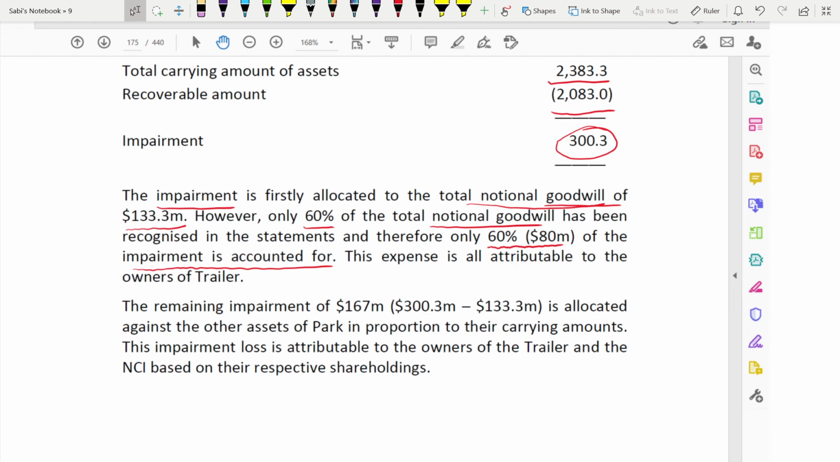This expense is all attributable to the owners of the parent. You need to write it: this expense will go to whom? Owners only. All of it will go to the owners, because already it is 60% only. So 60% is for the parent. There's no such proportion, because this is not fair value. Whatever it is, it's for the parent.